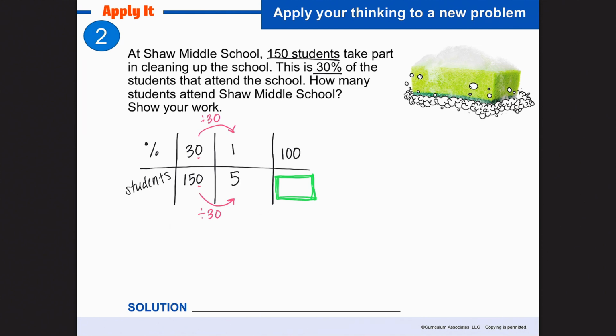So now we can see here, I can go ahead and jump from this 1 to 100 using multiplication, right? So 1 times 100 is 100. Whatever I do to one part of the ratio to make it equivalent, I have to do to the other part. So I'm going to multiply this bottom number by 100 also. And 5 times 100 is 500. So we know that there are 500 students attending Shaw Middle School. Okay, so really what we're doing is we're just finding equivalent ratios.